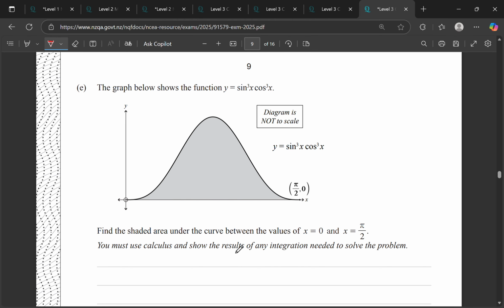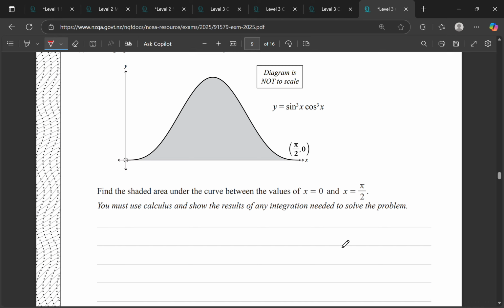All right, so the question itself is simple. All you have to do is integral from 0 to pi over 2 of sine cubed x cosine cubed x dx. We can't integrate as it is because we do not have a product rule like in differentiation. So again, we have to use the substitution method.